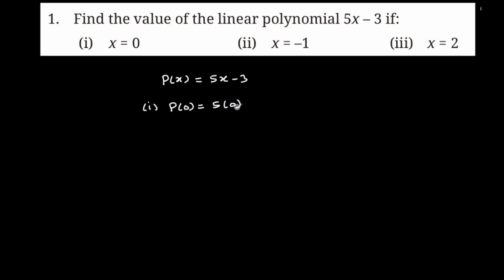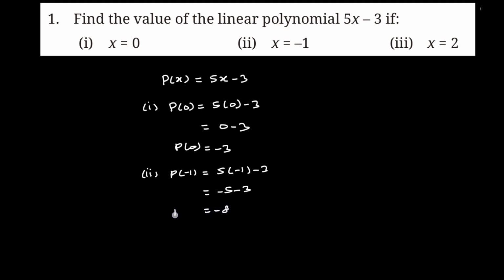So 5 multiplied by 0 minus 3. 5 multiplied by 0 is 0. So 0 minus 3 is minus 3. So P of 0 value is minus 3. So P of minus 1. Instead of x, substitute minus 1 correctly. So 5 into minus 1 minus 3. 5 into minus 1 is minus 5, then minus 3. So minus 5 and minus 3 is minus 8. So this is the value of P of minus 1.